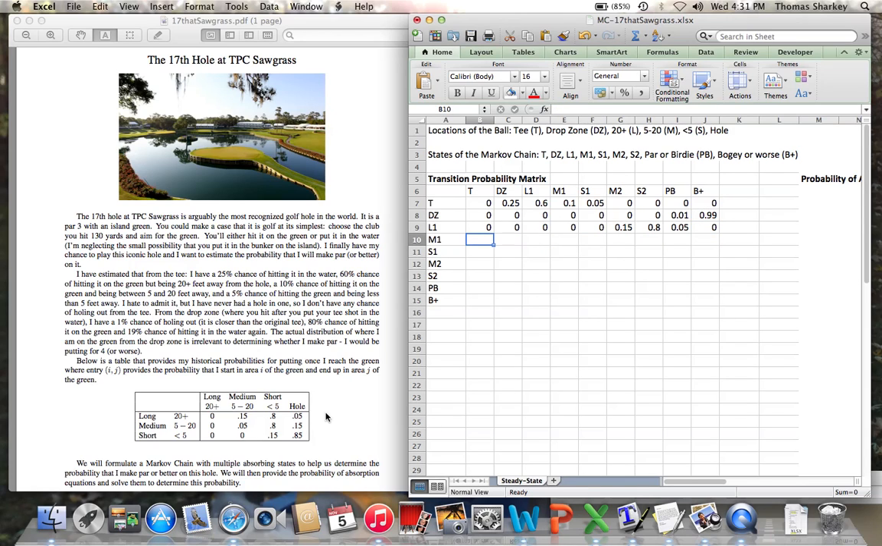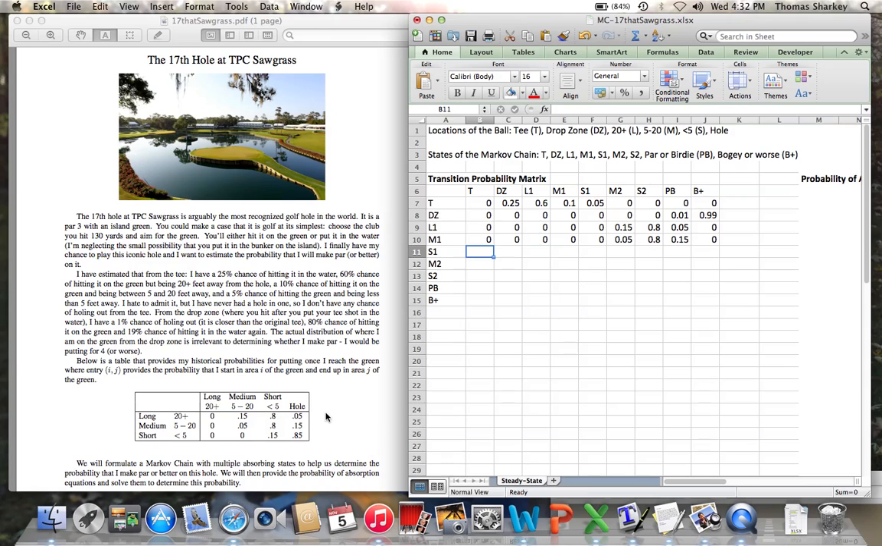For M1, we do something really similar. From M1, I can't end up in the tee, the drop zone, or any of the 1 states, but I can end up in the 2 state with 0.05. So basically 5% of the time, if I'm a medium distance away, I putt it and end up being a medium distance away. 80% of the time, from the medium distance after 1 stroke, I end up at a short distance after 2 strokes, and then 0.15% of the time I actually hole out. And we end up with 0 making a bogey because I'm hitting my second shot. I still have that opportunity to hit the third shot.